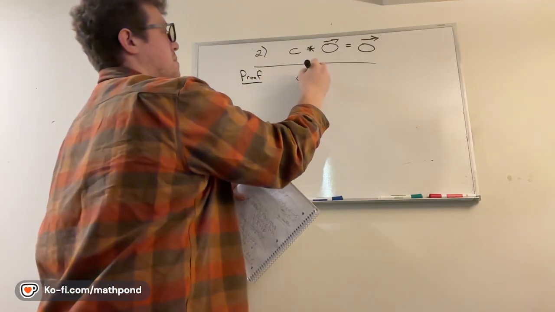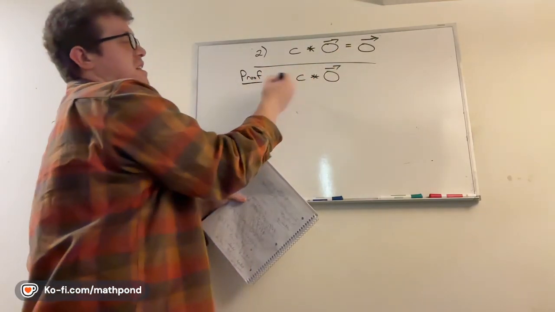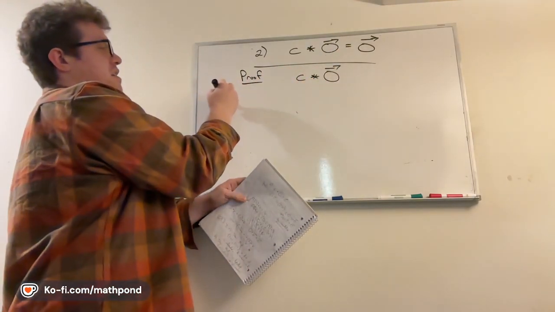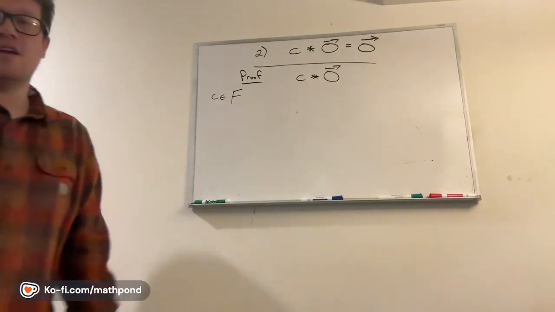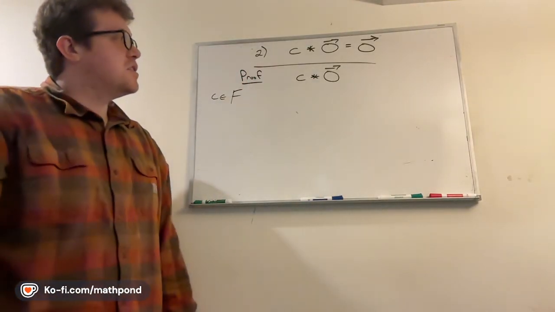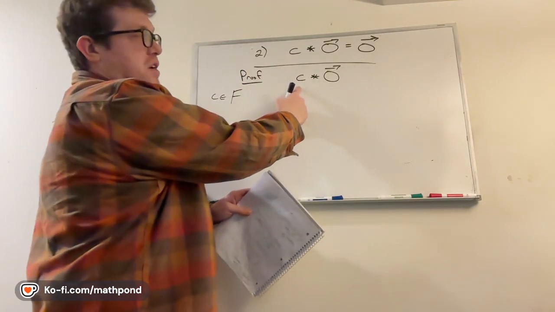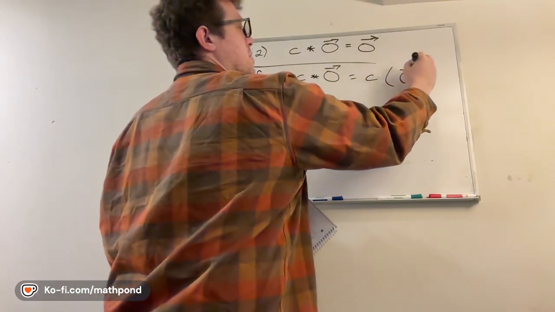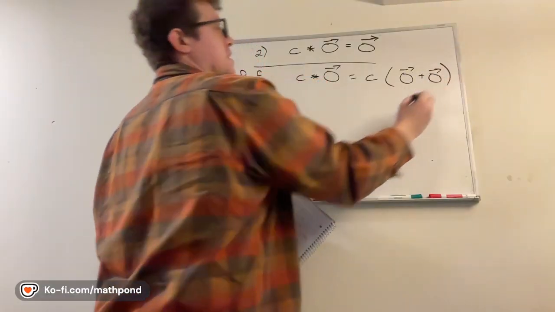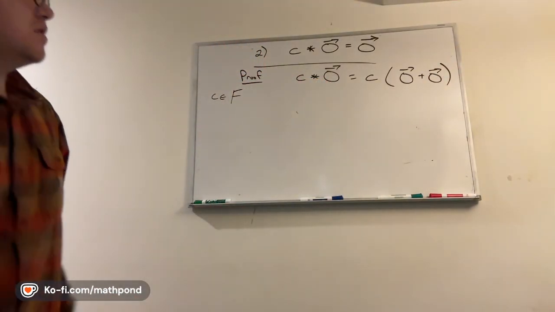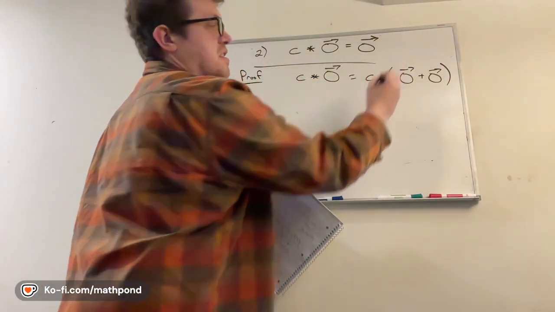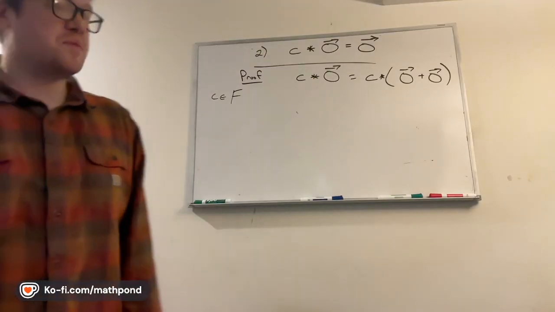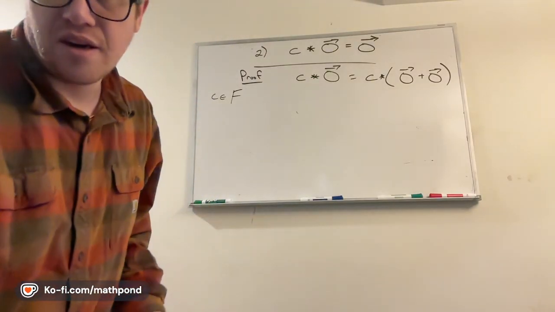So C times 0. Of course, C is any scalar. Let C be in F. It's an arbitrary scalar. This is equal to 0 vector plus itself, similar to the last proof. I'm putting a star here. This is like the scalar multiplication, right? Sometimes we don't even put anything there.